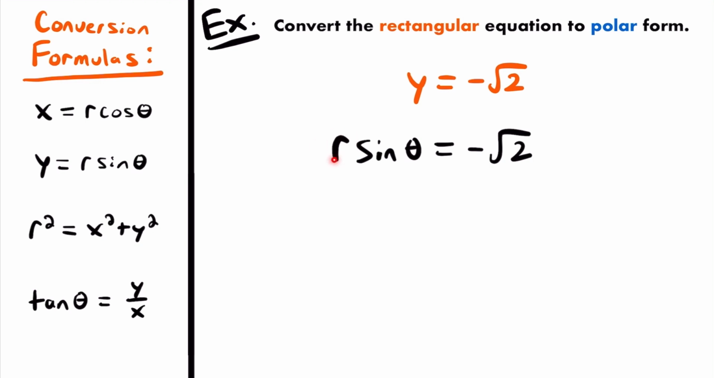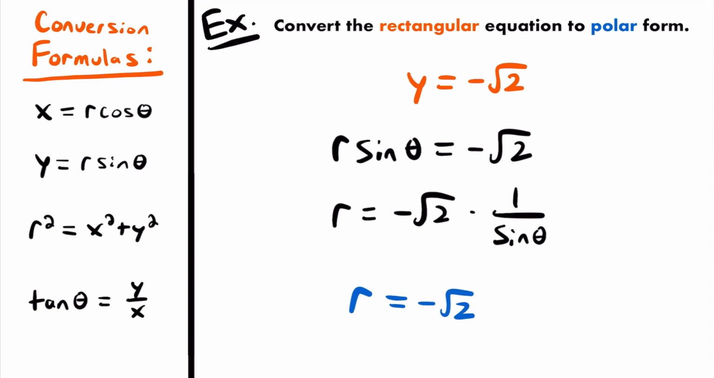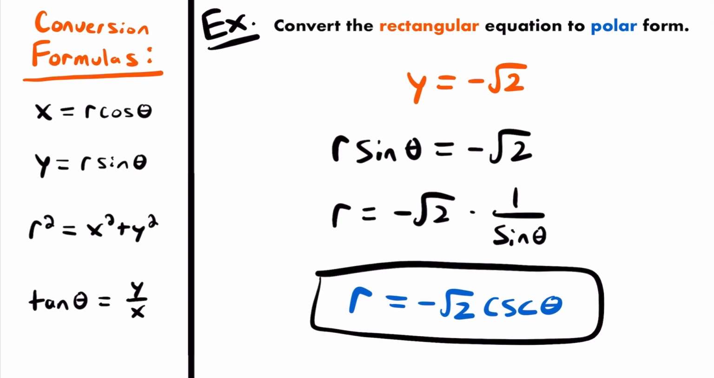So in order to solve for r, we need to divide both sides by sine theta. And so if we do that, we'll have that r is equal to the negative square root of 2 times 1 divided by sine theta. But remember, from your trig identities, that 1 divided by sine theta is the same as cosecant theta. So we'll have that r is equal to negative square root of 2 times cosecant theta. That is the polar form of this rectangular equation.